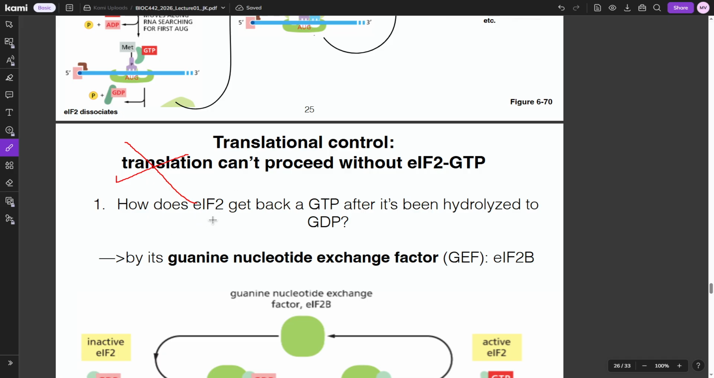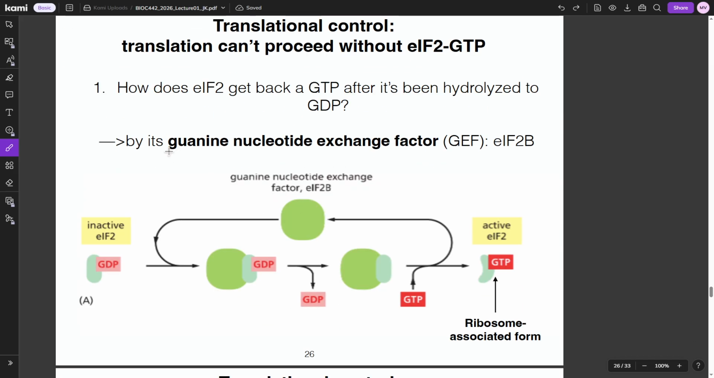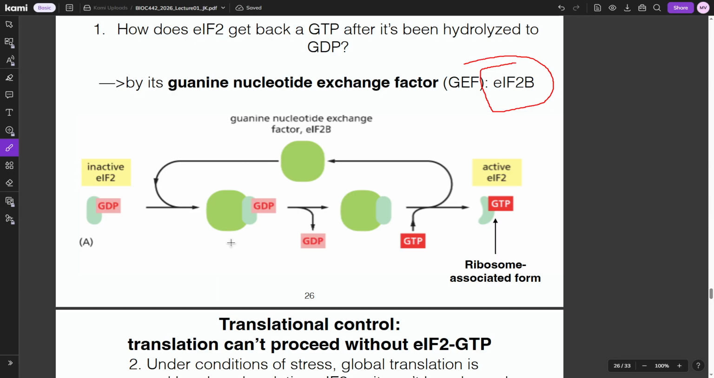So how does EIF2 get back the GTP after it's been hydrolyzed? The way that it does this is through a guanine nucleotide exchange factor, otherwise called a GEF. The GEF for EIF2 is EIF2B, pretty easy to remember. This is a thing that takes a GDP and replaces it with a GTP on the EIF2. And so here's a nice diagram of that.